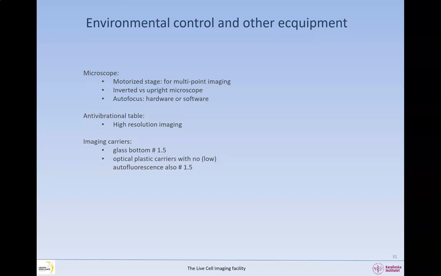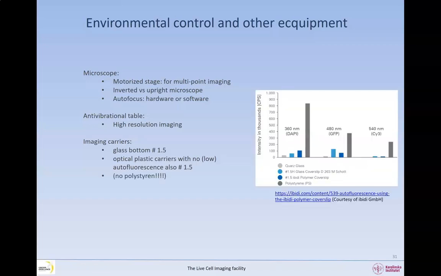In this graph, you can see the level of autofluorescence at different wavelengths in different materials. It is very clear that polystyrene, which is a common material used for cell culture dishes and multi-well plates, has high autofluorescence in comparison with glass and special optical plastic.